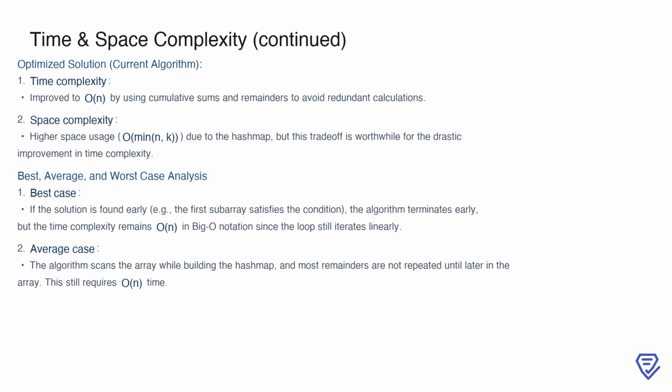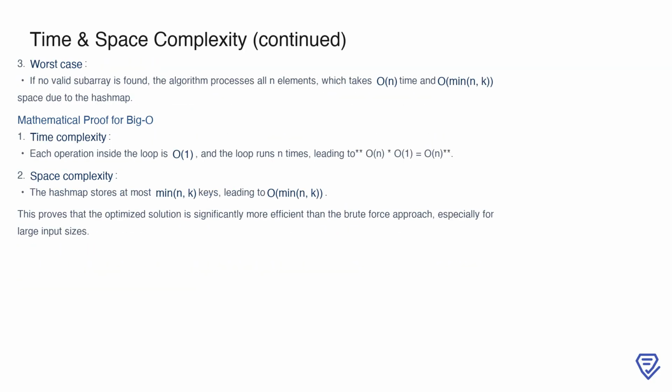Most remainders will not repeat until later in the array, but the overall time complexity here remains O(n), due to the linear nature of the process. Finally, in the worst-case scenario, no valid subarray is found. This means the algorithm processes all n elements in the array, resulting in O(n) time complexity. The hash map will also store up to O(min(n, k)) keys in this scenario, which defines the space complexity.